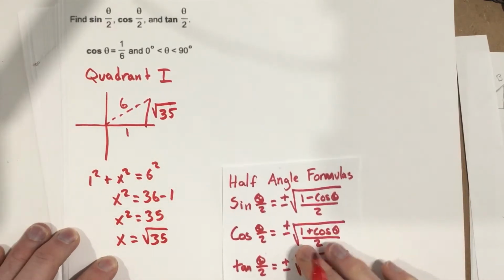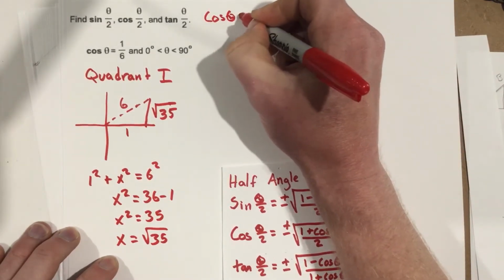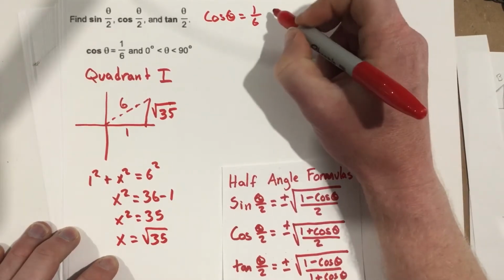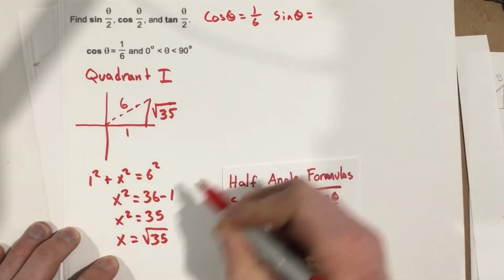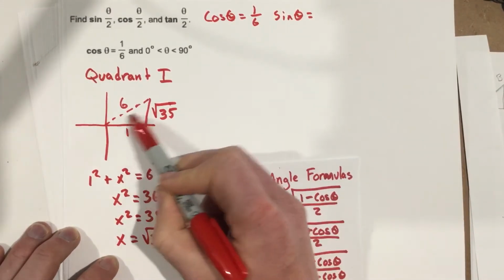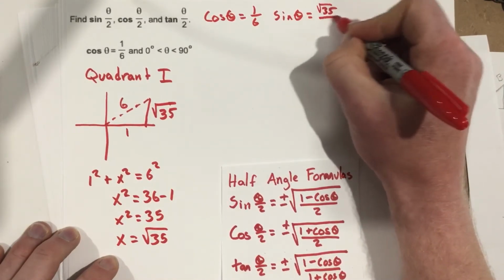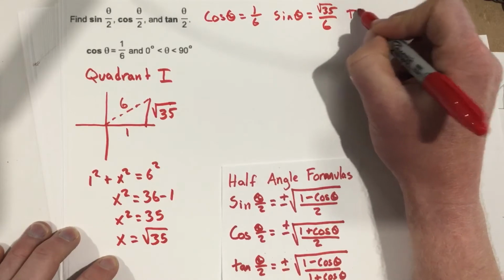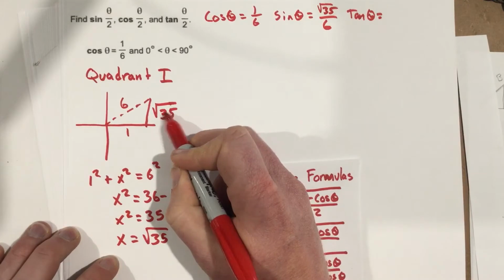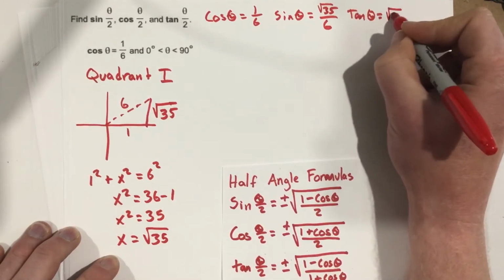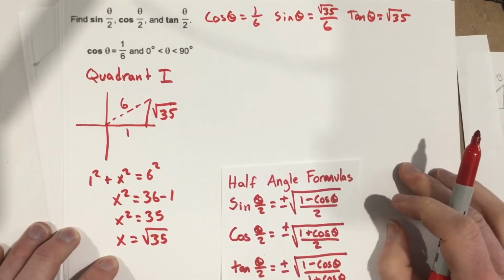So just like in the double angle formulas, I'll write out my different functions. So I know cosine theta is 1/6. My sine theta is going to be opposite over hypotenuse, so root 35 over 6. And my tangent theta is going to be root 35 over 1, which is just root 35. Okay, once I have these three functions, I'm ready to go.